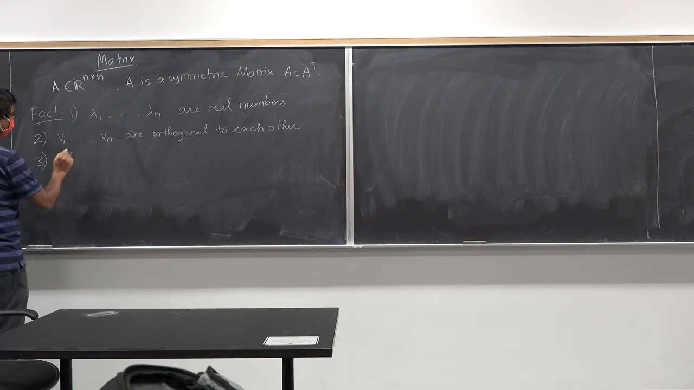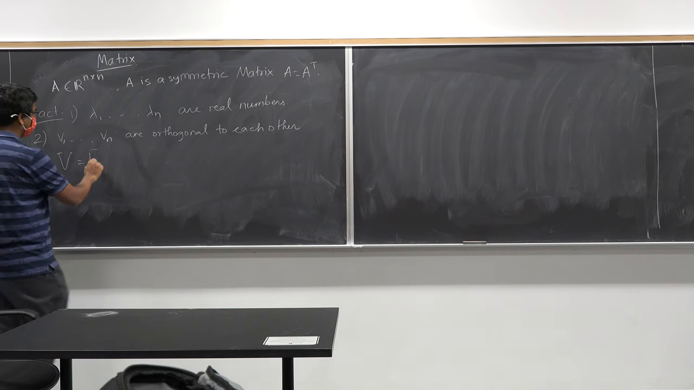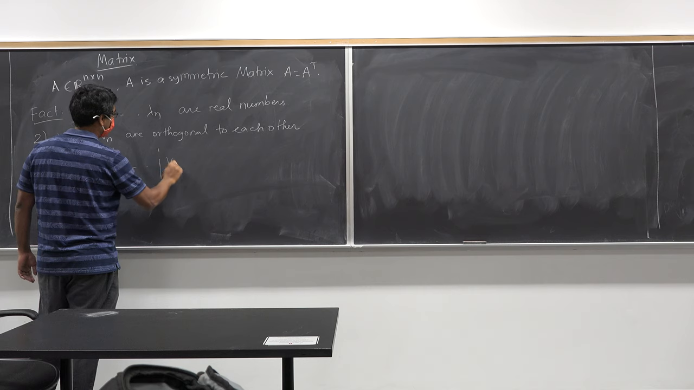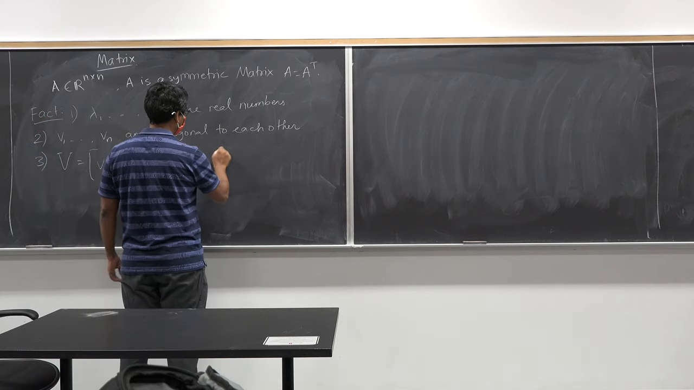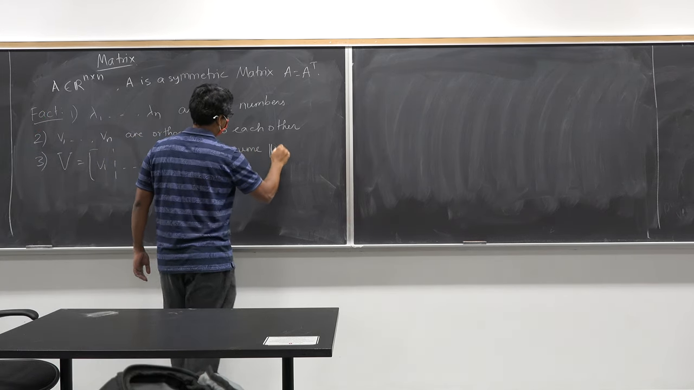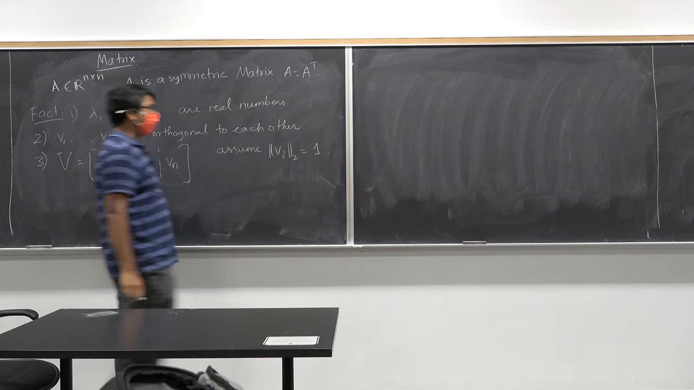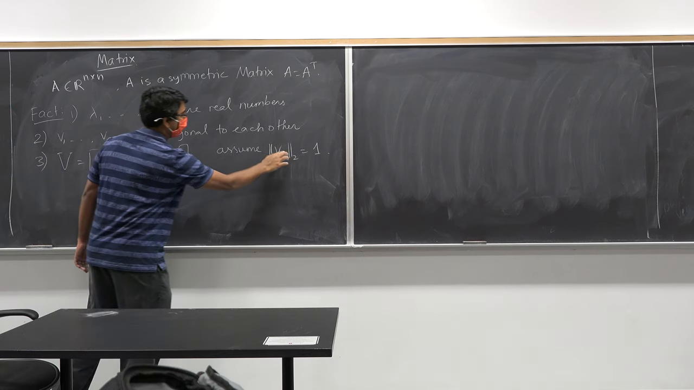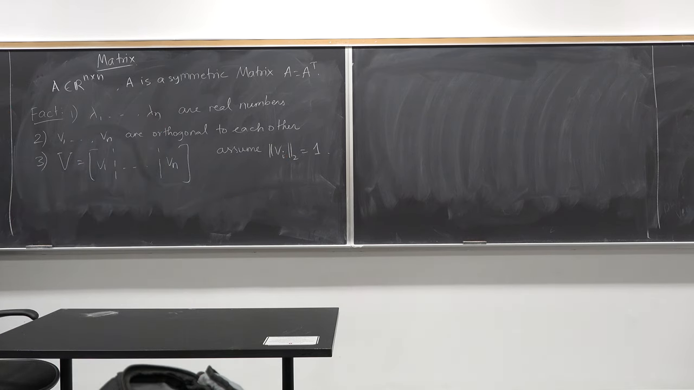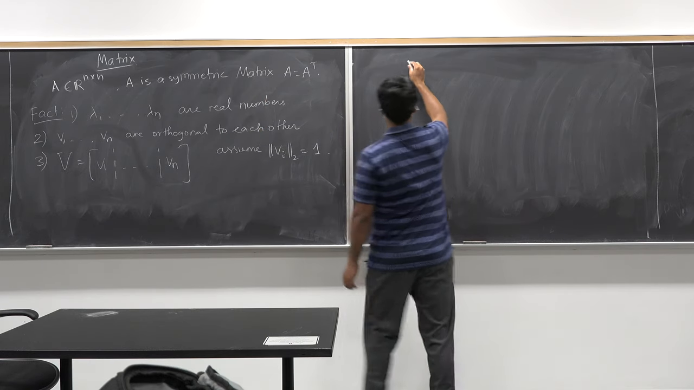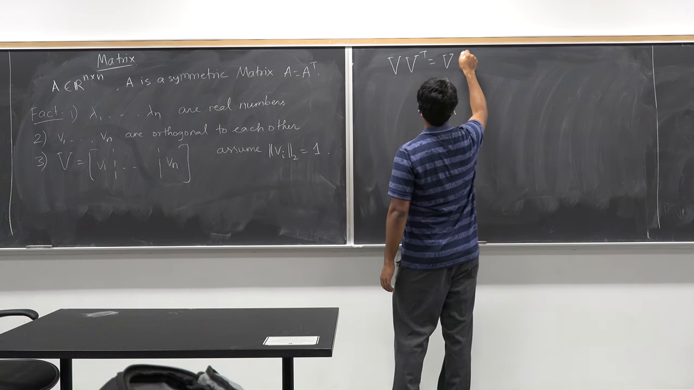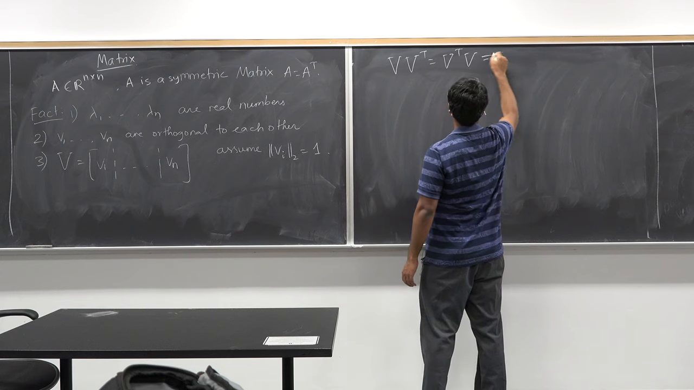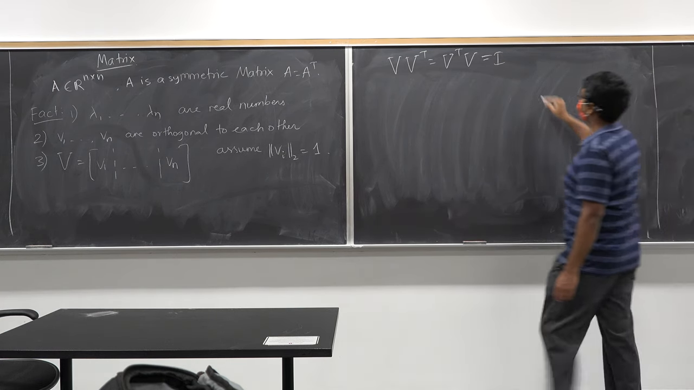The third thing that we talked about was we constructed a matrix V with eigenvectors as columns of the matrix V. Let's assume that for each of these v_i, the two norm is equal to 1. So I have normalized all the eigenvectors so that their norm is equal to 1. Then this matrix V satisfies the following equation: V transpose V equals V V transpose equals identity. So V is a unitary matrix.